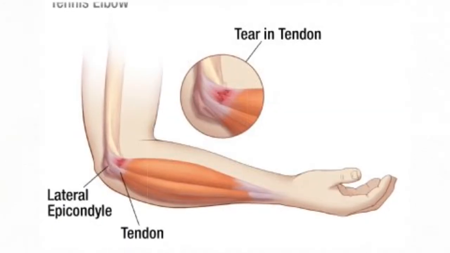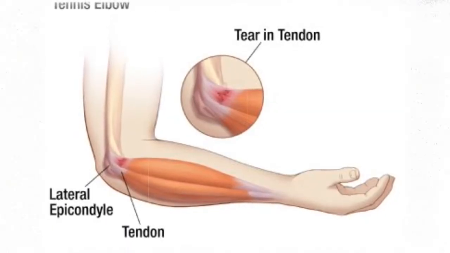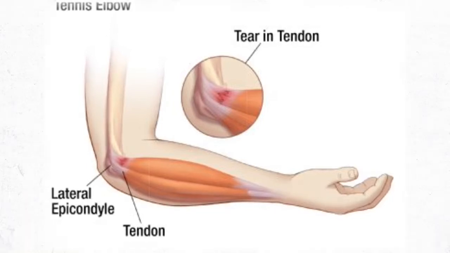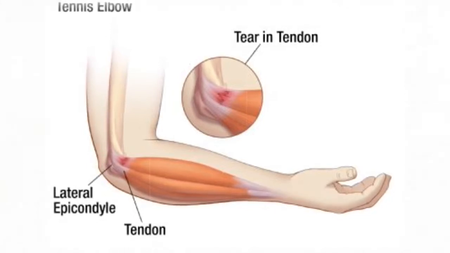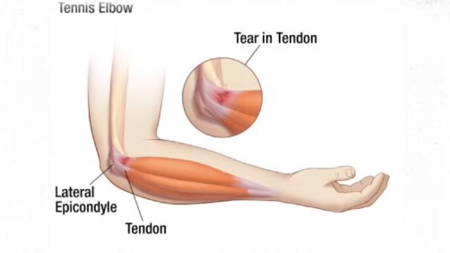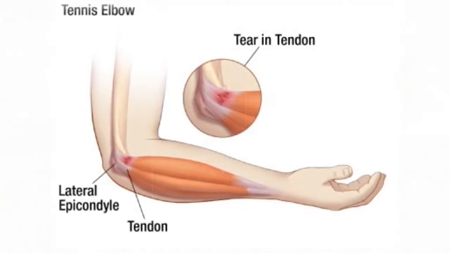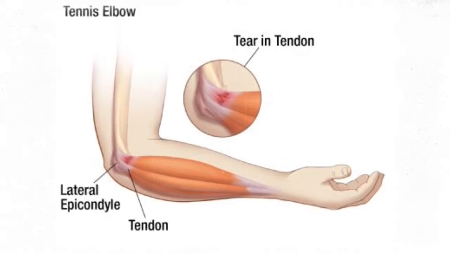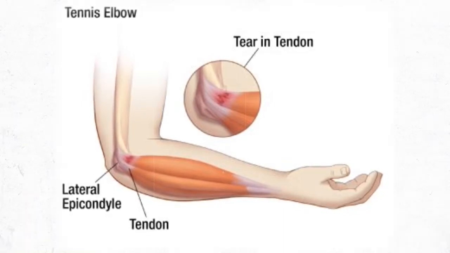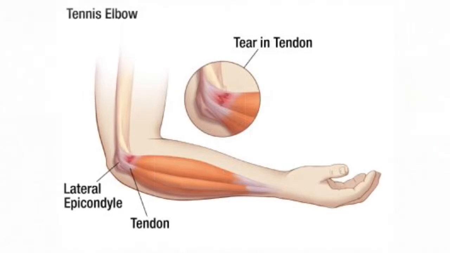Now let's have a look at injuries to joints. Tennis elbow is a joint injury where the pain is felt on the outside of the elbow. It is often caused by poor technique or overuse. You can get this injury in lots of sports, not just tennis. For example, in badminton or golf.